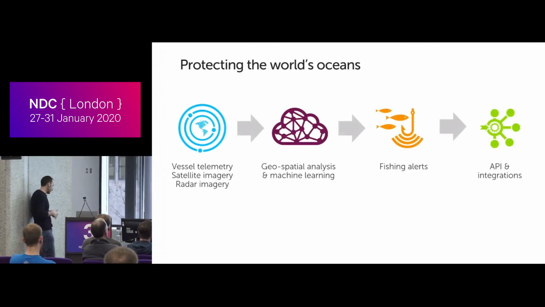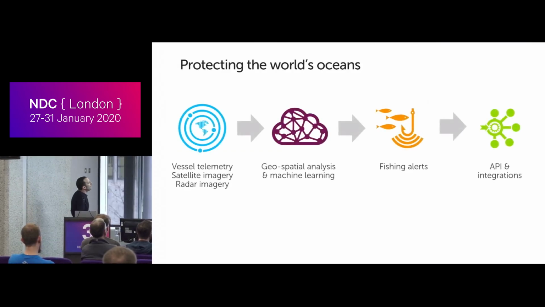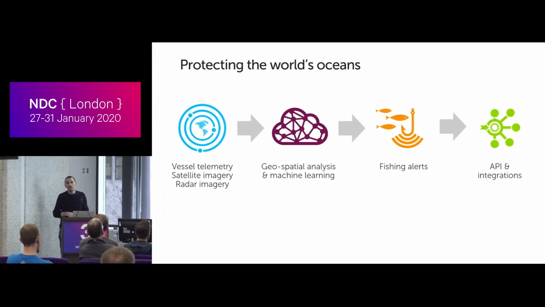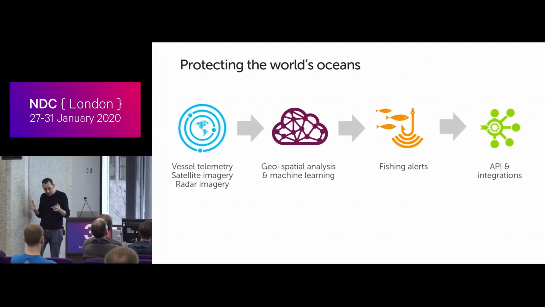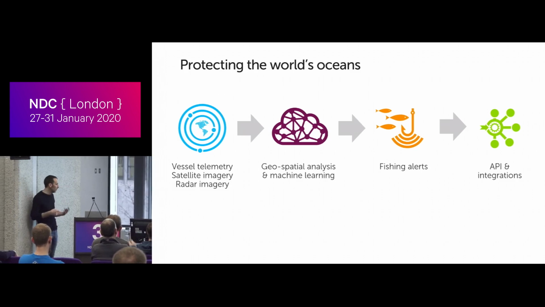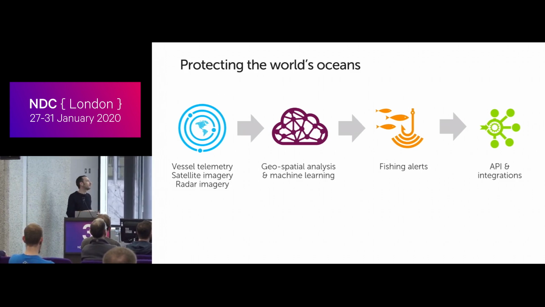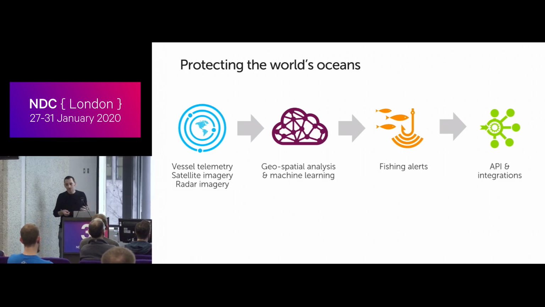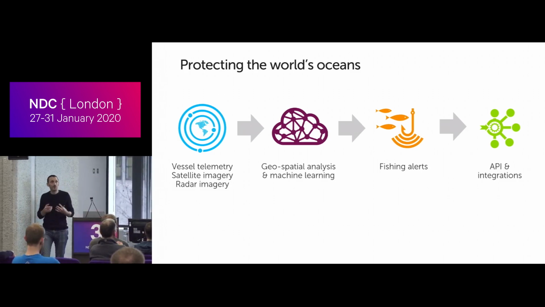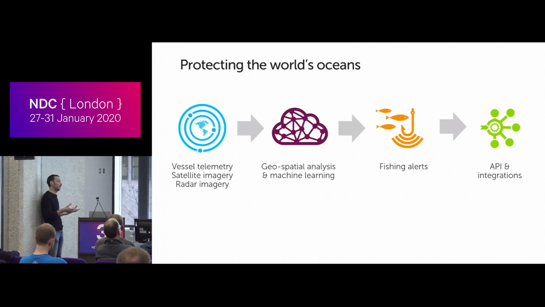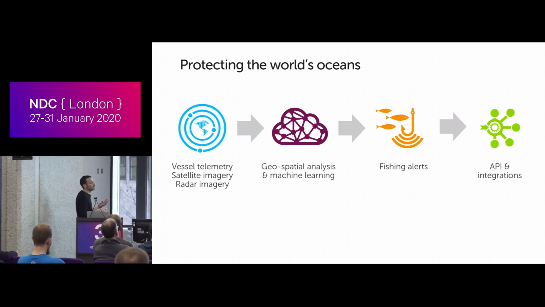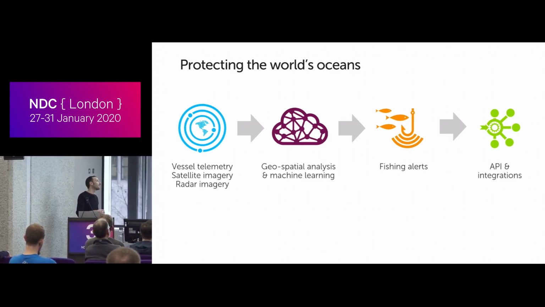So, how do they do this? Well, first of all, they gather vessel telemetry data. All vessels over a certain size are required by law to broadcast their position and information about who they are at regular intervals. OceanMind also use satellite imagery to correlate what they suspect is happening with actual pictures of oceans and vessels in places that possibly they shouldn't be.